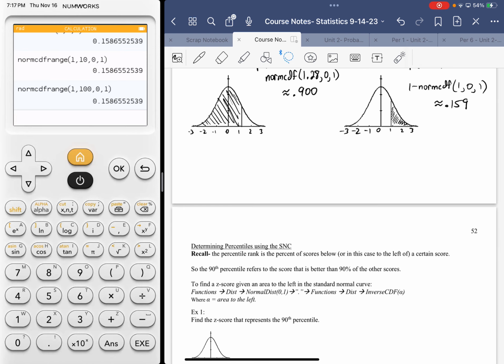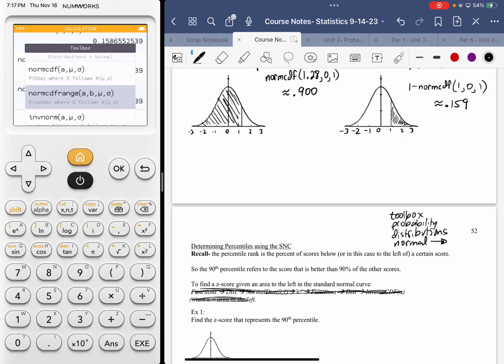again, I have the notation wrong. This is related to the Desmos calculator, which apparently is going into production, but we're not there yet. So I'll just jot it down here. Toolbox, probability, distributions, normal, and then the one that you want is the one that says inv norm.